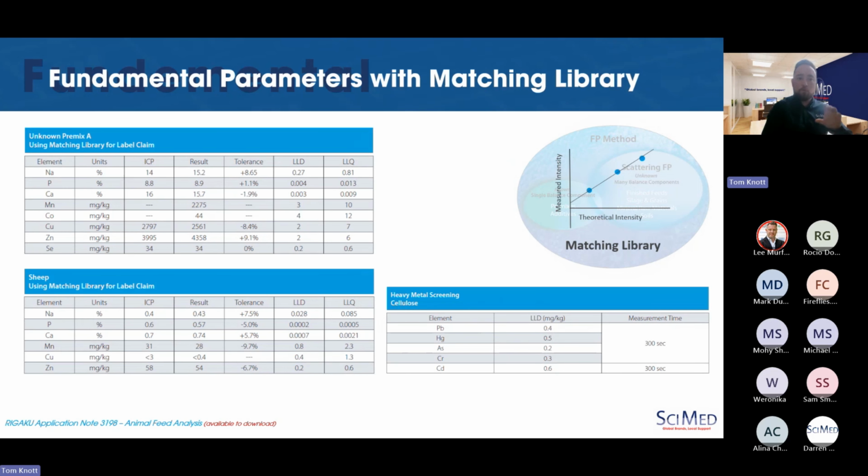To show this, I've just cherry-picked some of the data out of a recent application note by Rigaku. If anyone would like a copy of that, do let me know, because it's available to download as a PDF. But if you look here, you've got some of the singular nutritional elements and elements that need to be closely monitored, like selenium, for example. With the ICP versus the XRF results here, for those where it was measured by both techniques, you'll see the agreement is actually very, very close. So whilst we're not getting the lowest limits of detection, we are getting very close agreement to more of a standard method.